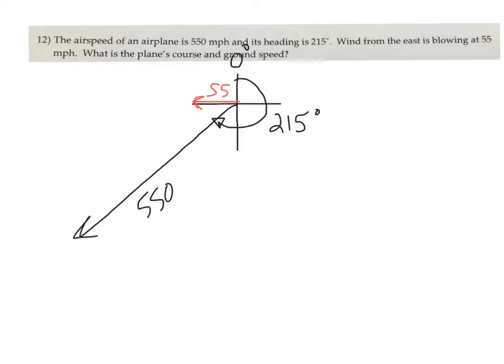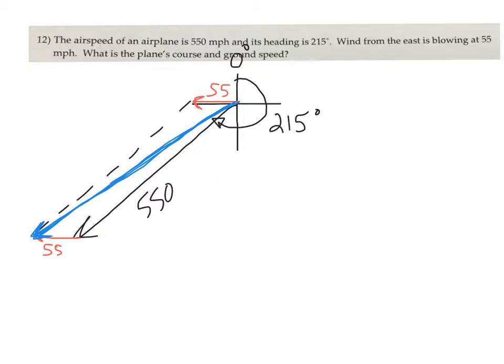So we do this by making a parallelogram. We'll put the wind down here at the tip of the airplane, and we can complete your parallelogram with this one here. So always the resultant is going to be the line that goes from your origin out here to where your wind and your airplane meet. So this is what the plane will be doing once it is affected by the wind. So it looks like it's going to be going faster and a little bit more to the right.